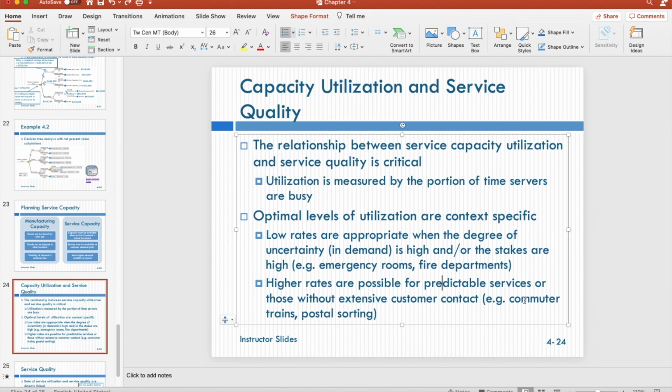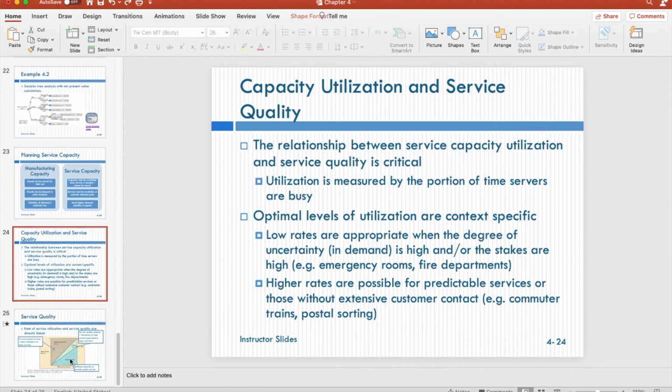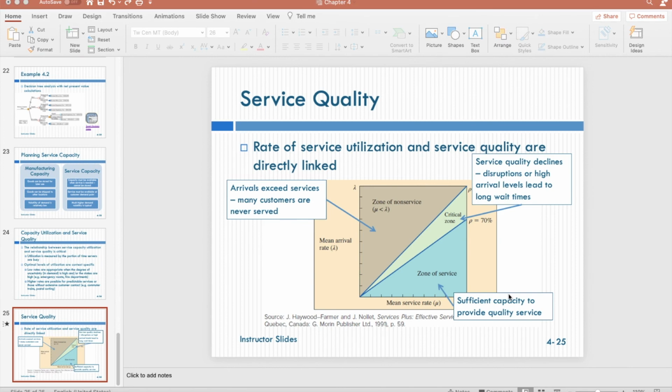So that's why the optimal level of utilization should be context specific. In some circumstances, it's better to keep the utilization level low. But in other situations, especially when you can predict your service level, you can put your level of utilization higher. That's appropriate. So in this picture, I just give you a quick sense of the relationship between service utilization and service quality.